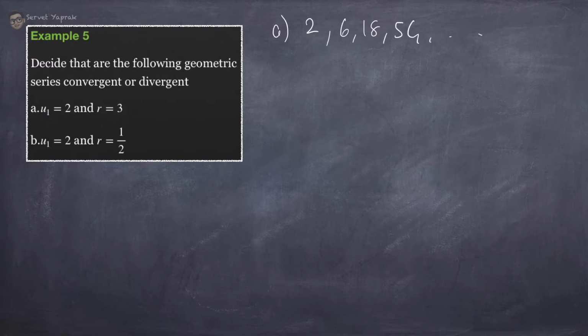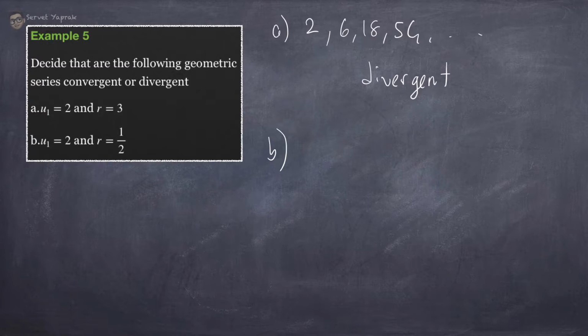So this is getting bigger and bigger and bigger. So if we add them up, it will get closer to infinity. It will not approach a small value. So that's why the answer here, part A, is divergent. This is a divergent series.